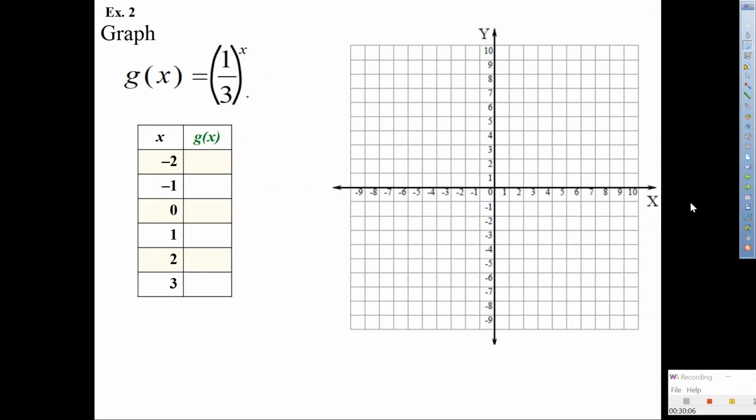All right, copy this one. Example 2. It says graph g of x equals 1/3 to the x exponent. Copy that table. Get another coordinate plane ready. I'll give you some time for that. Copy and go.